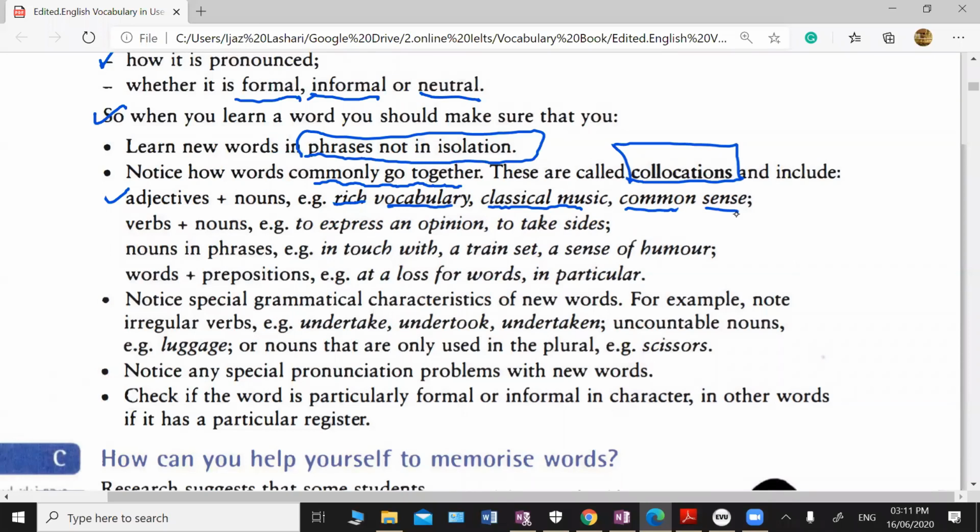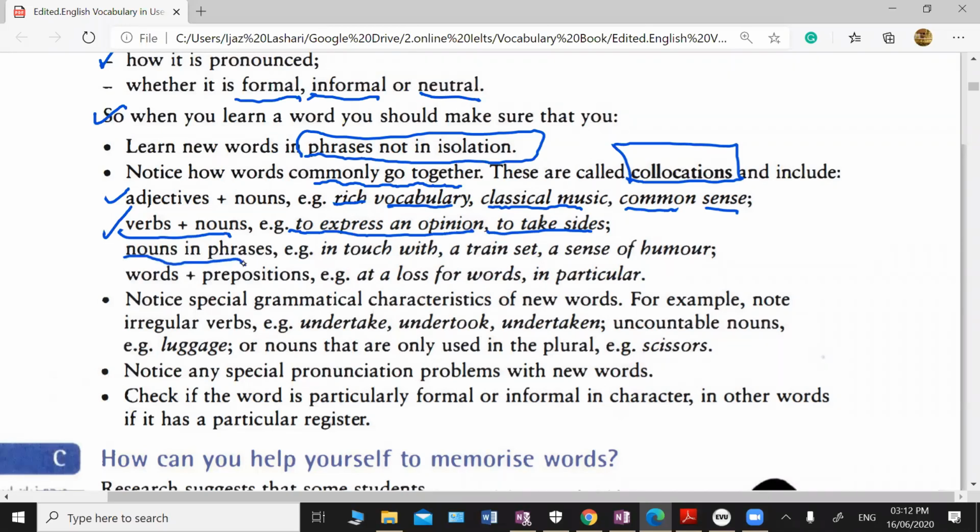And the next example is verb plus noun. It means you have a verb and then you use a noun. For example, to express an opinion. Express is a verb. Opinion is a noun. To take sides. You side with someone, you take his side. So that is called to take sides. To take is a verb. Sides is a noun. Next one is nouns in phrases.